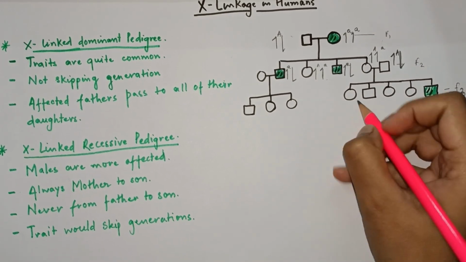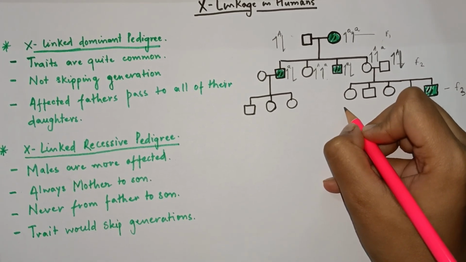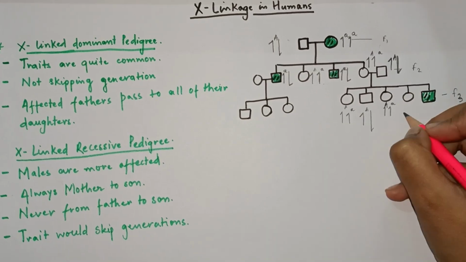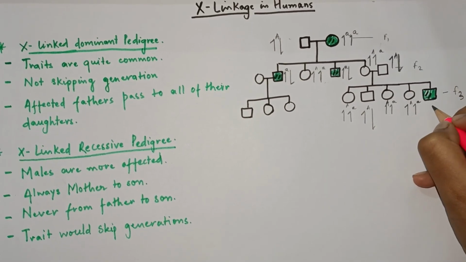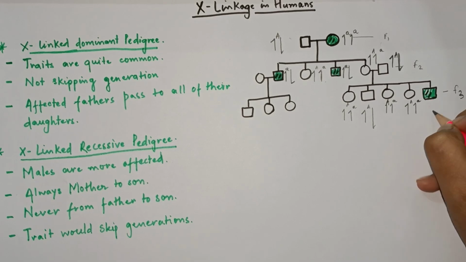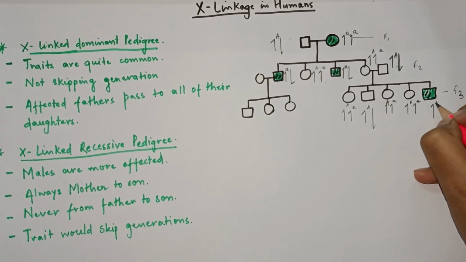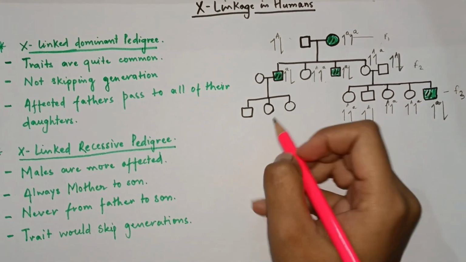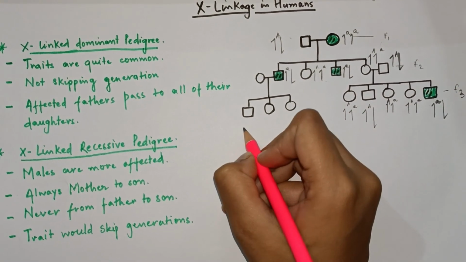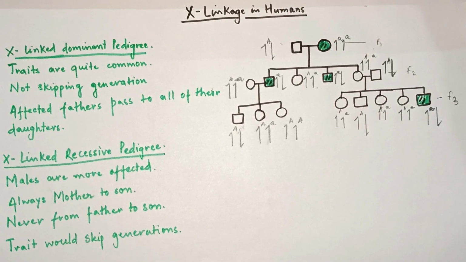This is affected. One of the sons is affected, the rest are normal. This is also a normal female, carrier but normal. And again, this is an affected individual. This will have the recessive allele. They will all be normal. So that's how the pedigree would look.